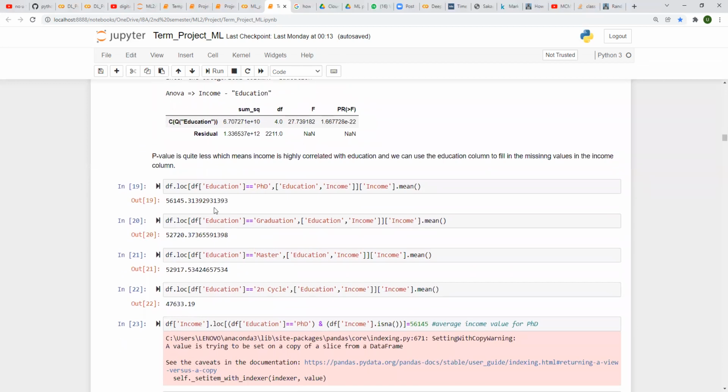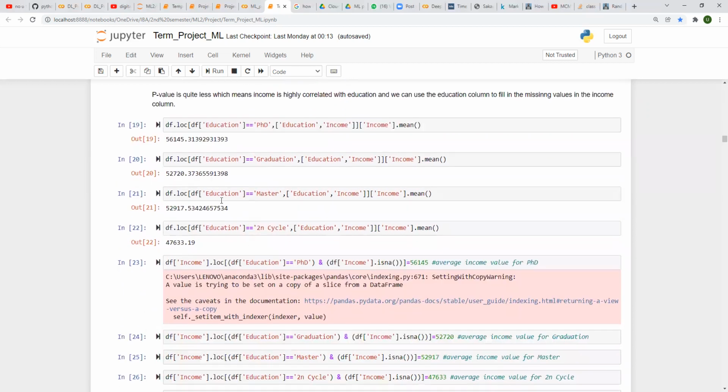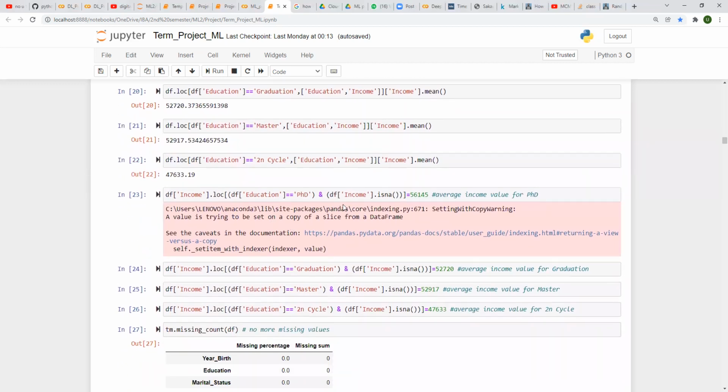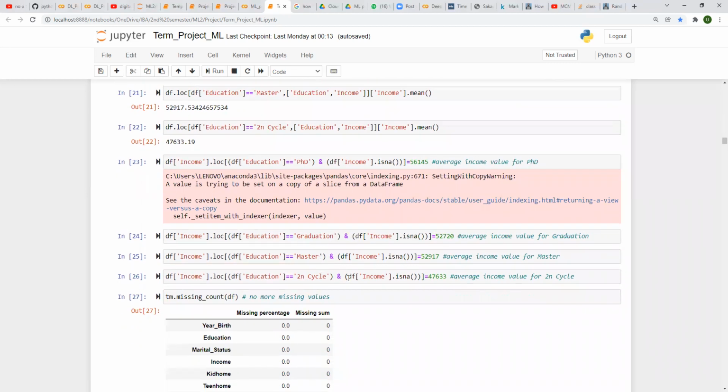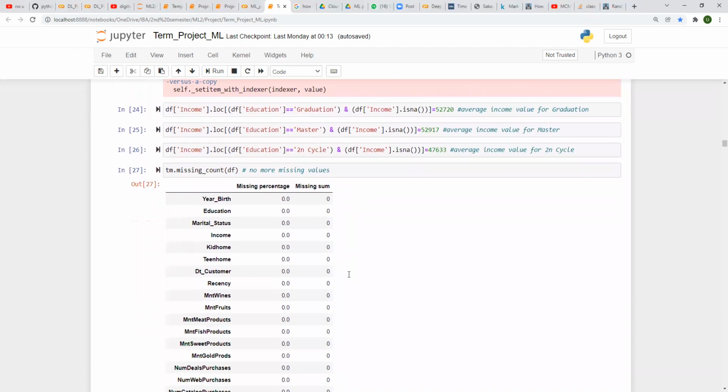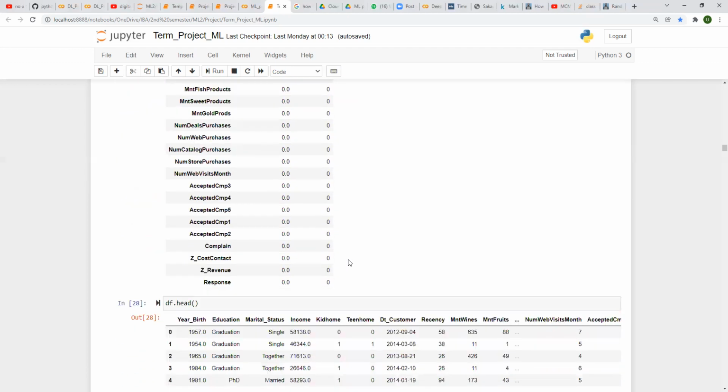So, for example, a PhD level education has this much salary income, and graduation level has this much salary on average. Same goes for master's and 2n cycle. And wherever we find the missing values related to PhD, we fill it in with the average of that, and the same goes for graduation, master's, and 2n cycle. So as we can see now, there are no more missing values.